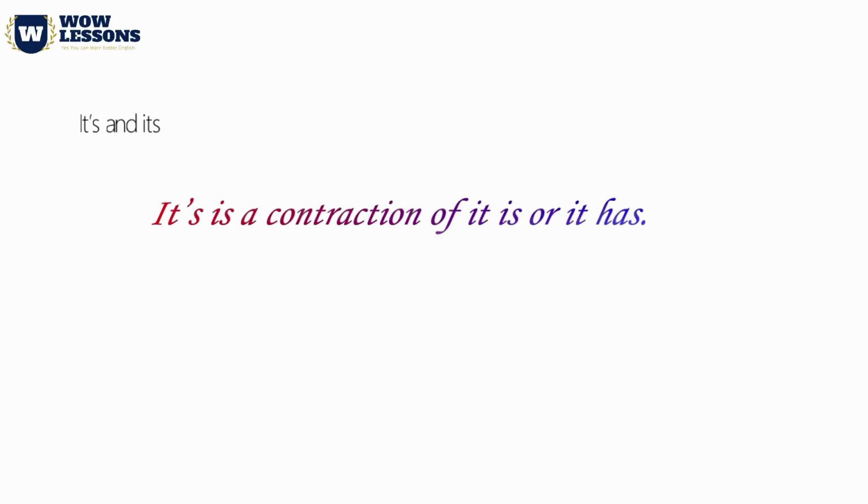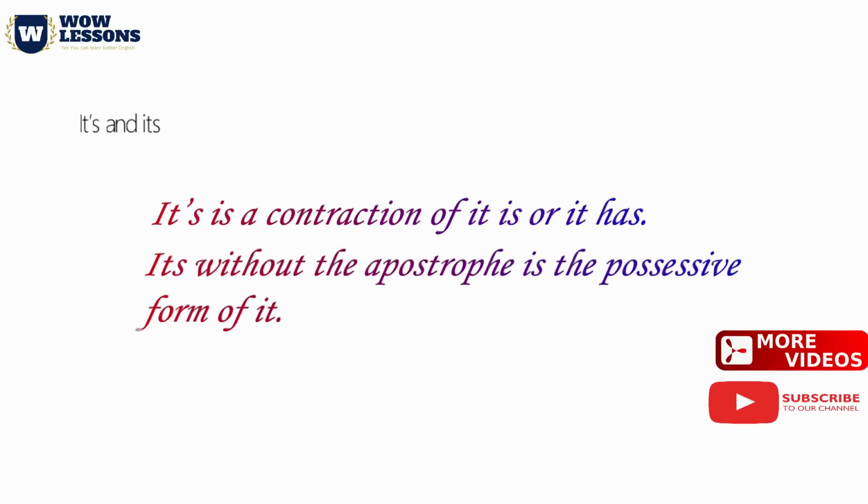Alright, it's and its. Please remember this one. It's, with an apostrophe, is a contraction of it is or it has. It's always a contraction, never anything else. Its, without the apostrophe, is the possessive form of it.